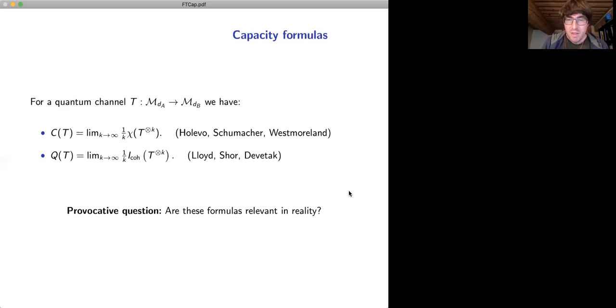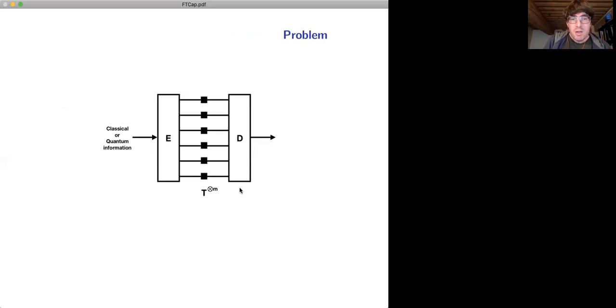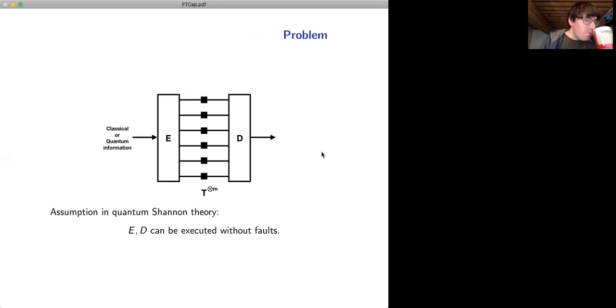And let me maybe explain to you a bit why one could doubt this. The problem is as follows. So I drew you this diagram before, and if you are maybe physicists or maybe even experimentalists, you would of course ask what these objects are really. So there's a common assumption in quantum channel theory that these quantities can actually be executed without faults. So these E and D channels, they are perfect. And of course, this is not a realistic assumption.